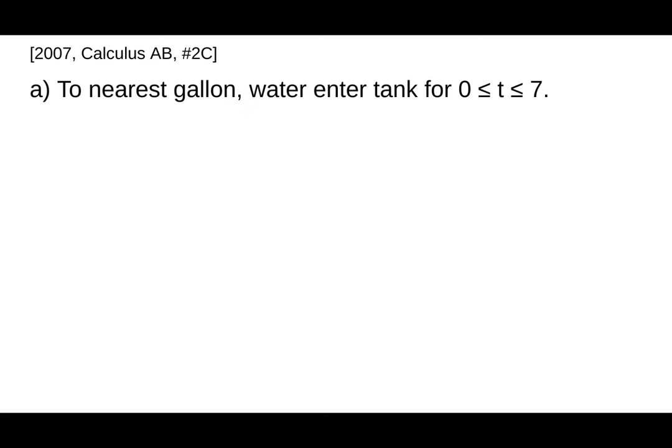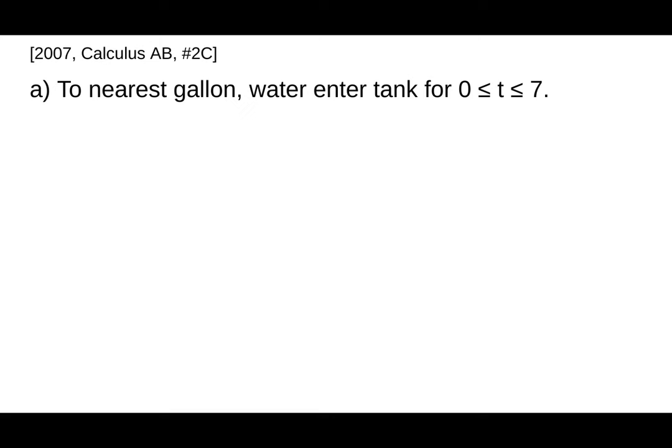This question is from 2007. It's question 2, and it is calculator active. In the question stem, we have water in a tank, and we have two functions. F of t tells us the rate at which water is entering the tank. G of t tells us the rate at which water is leaving the tank.